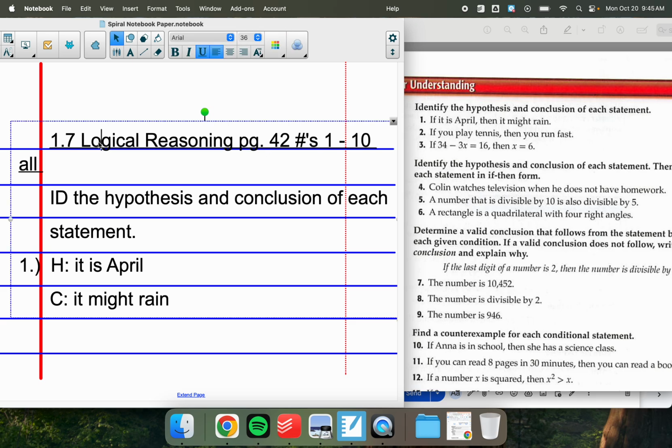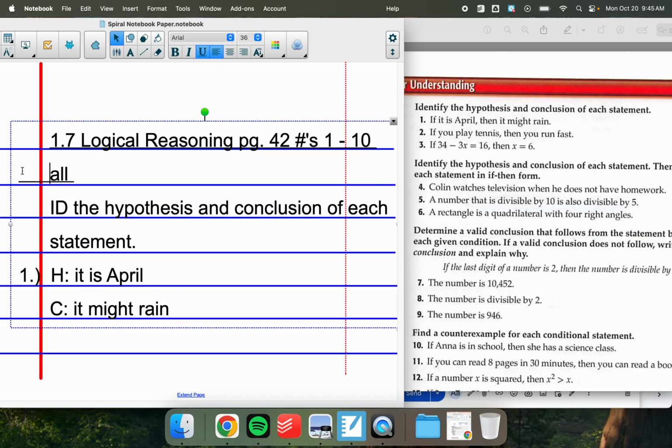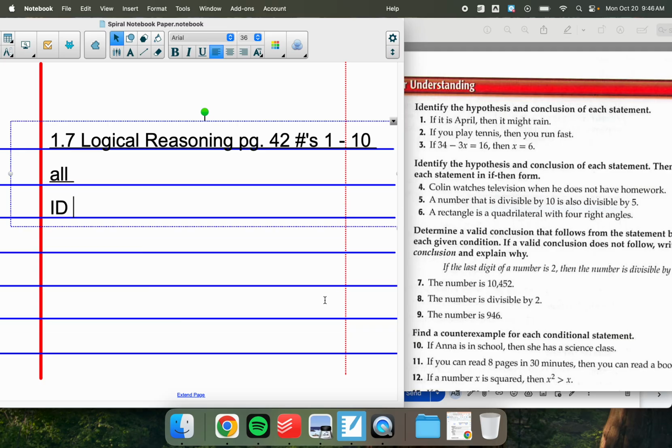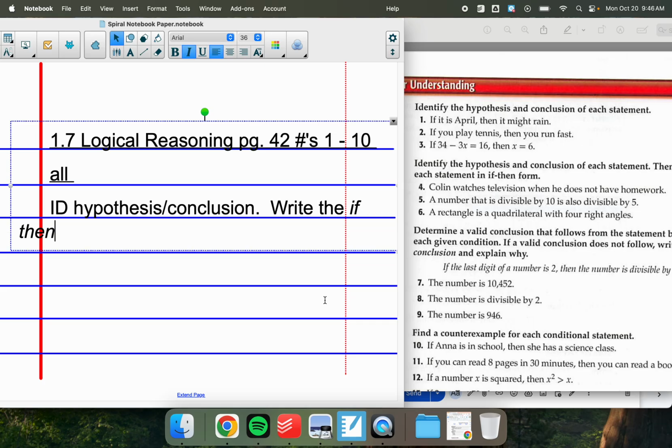I'm going to move on to the next set of problems because 2 and 3 I'd like you to do on your own. Now, the lengthier instructions, I don't really need to see, so ID, hypothesis, conclusion. If you want to be brief there, you can abbreviate it. And then we'll have to write the if-then statement. And what is an if-then statement? Well, it has the word if, has the word then, so it has a hypothesis and then a conclusion.